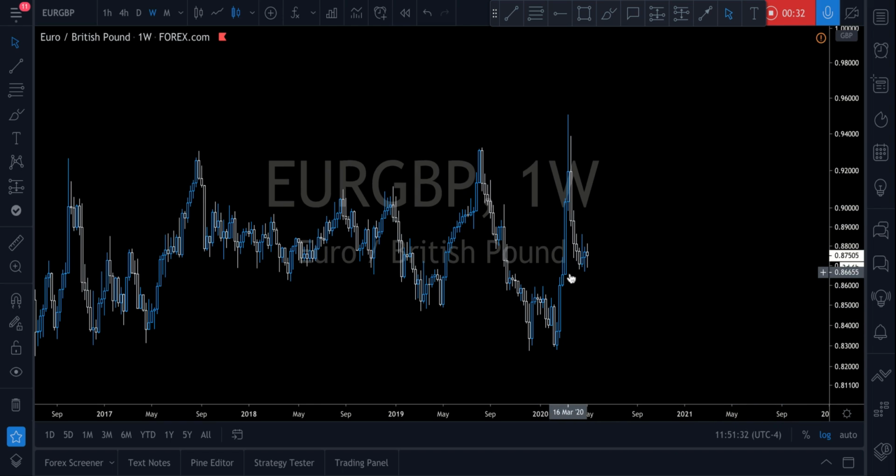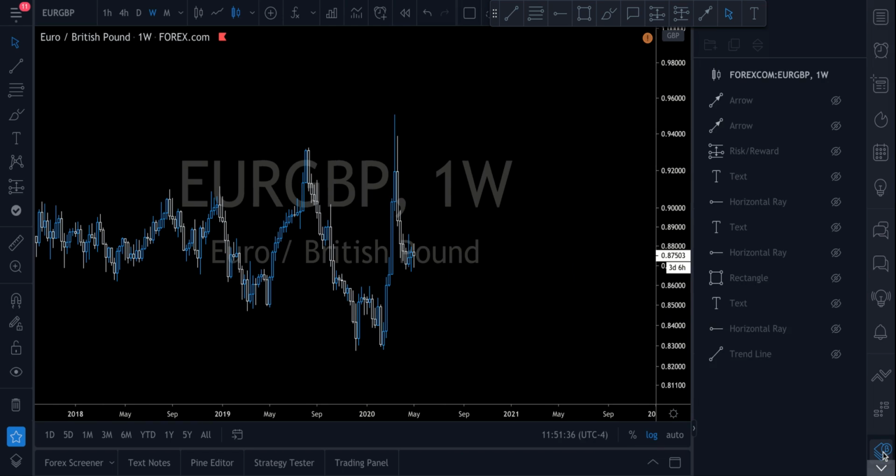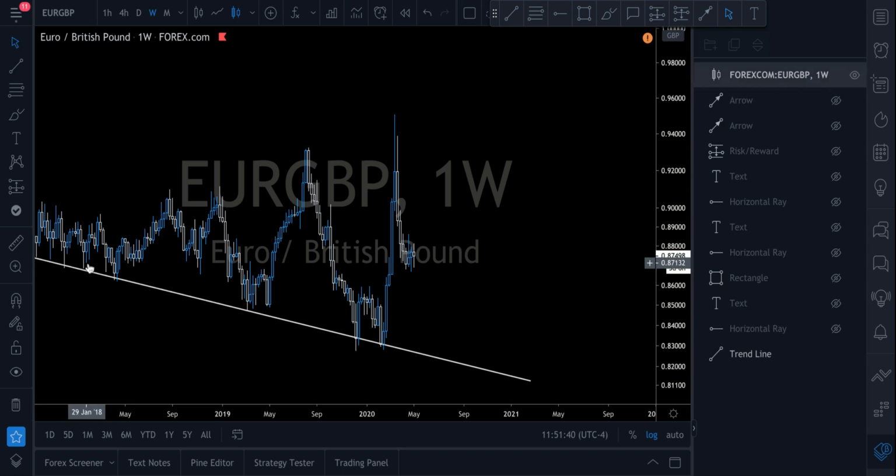As always, I do have this already marked up, so I'm just going to reveal the items and talk to you more or less about what I was seeing. So we have this descending trend line. You can see that it was being tested multiple times. So this is in fact a very significant trend line, especially since it's on a higher time frame.